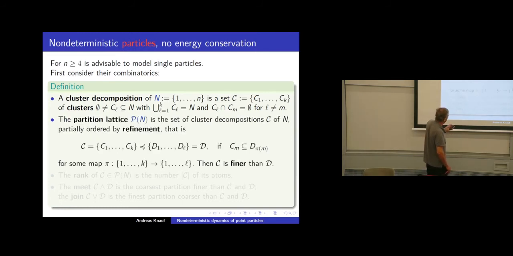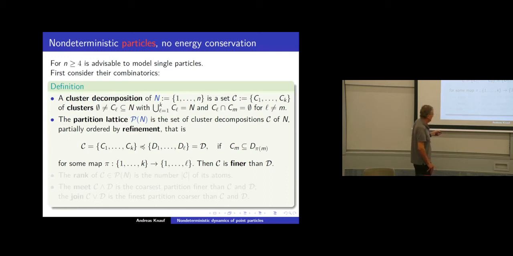This partition lattice, P of N, is a useful combinatorial object. It is semi-ordered by refinement. You could have finer clusters by breaking up clusters, basically. More formally, you have two such set partitions, and the first, namely C, is finer than D if one can map the mth atom of the first into the P of mth atom of the second set partition for some such map.